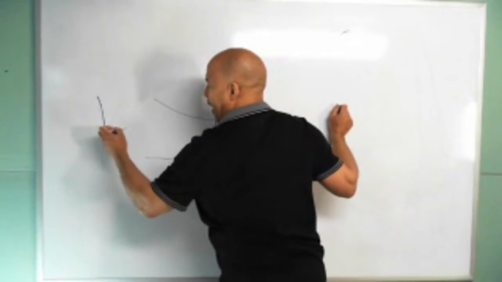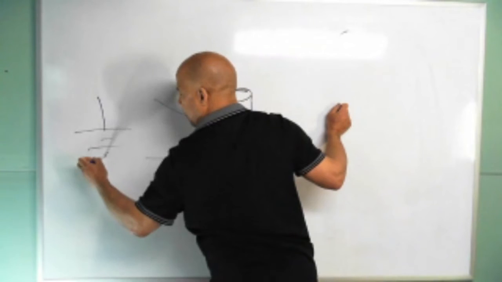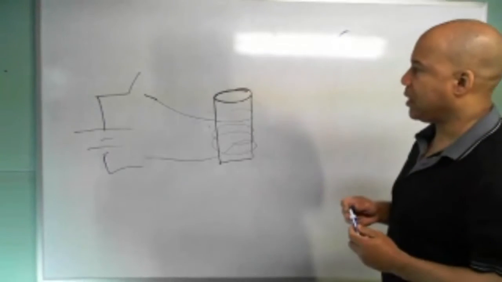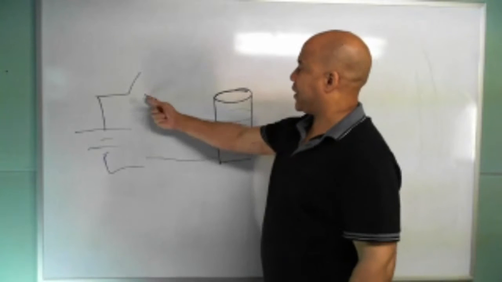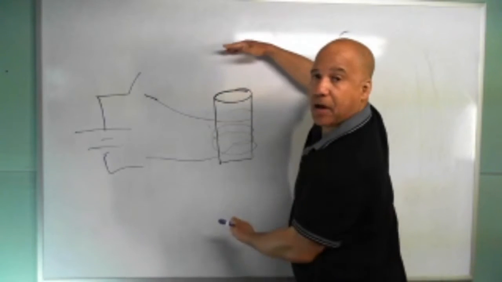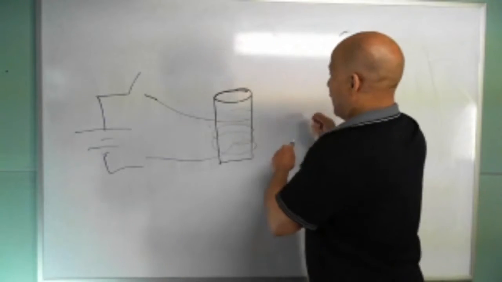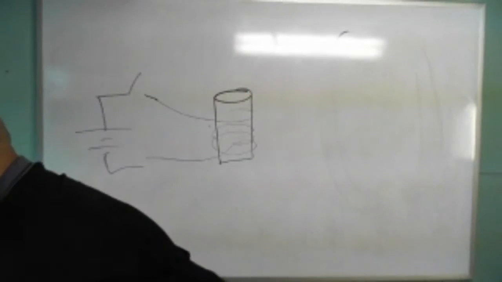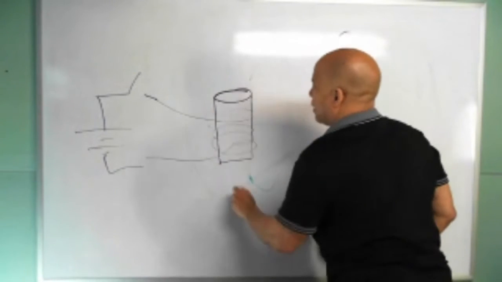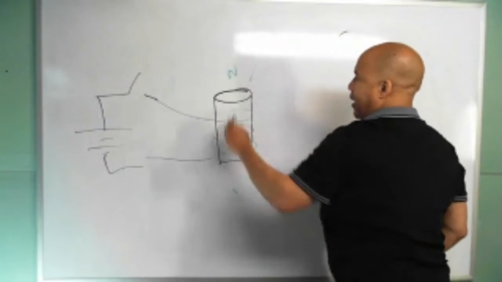And over here I got a battery, and again I got a switch. If I close the switch and current flows through the coil, I get that magnetic flux around this. And what I end up with is something that looks similar to this. All right? So I have like North Pole here and South Pole there.